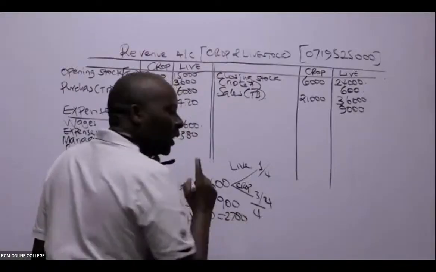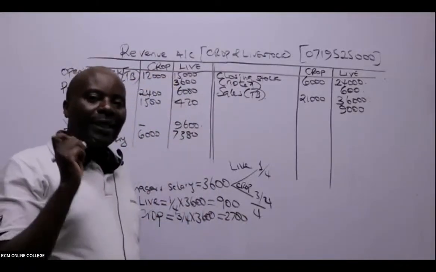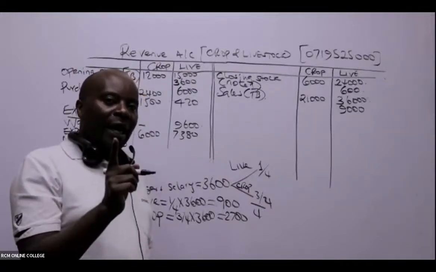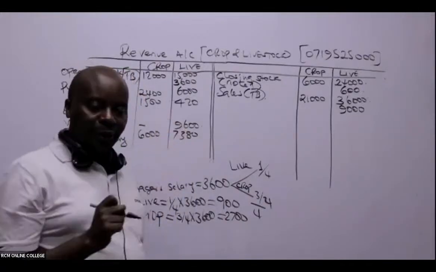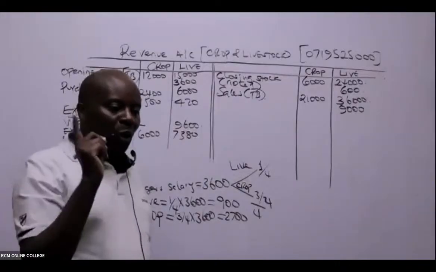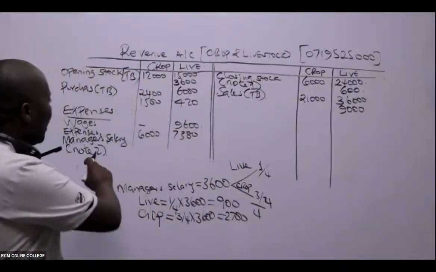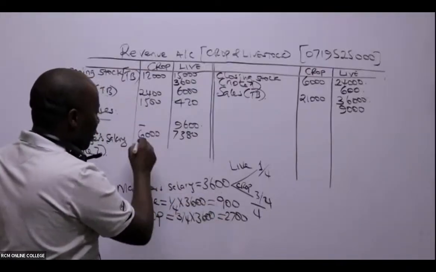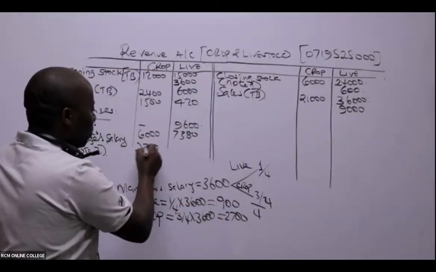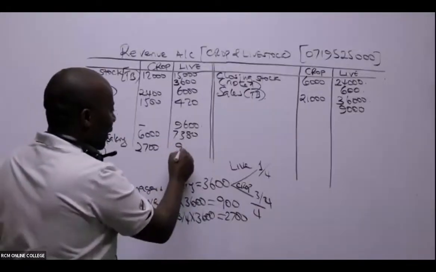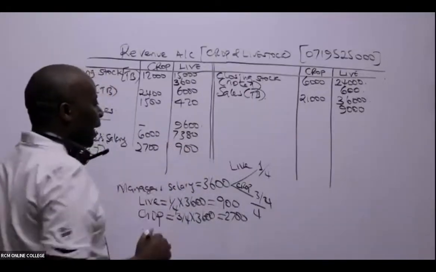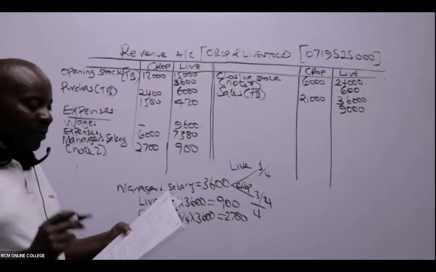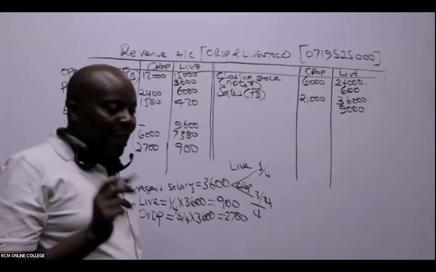Now, automatically, when the examiner gives you a criteria for apportionment, that cost becomes direct, and it has to go to our revenue account. So when you come here, manager salary for the crop is 2,700, don't confuse. Livestock is 900.